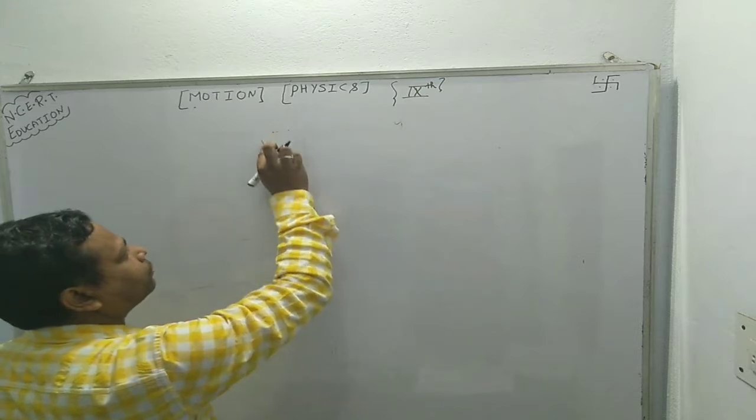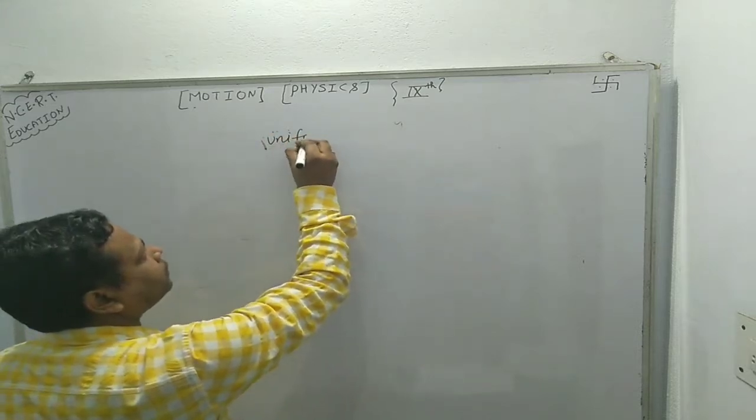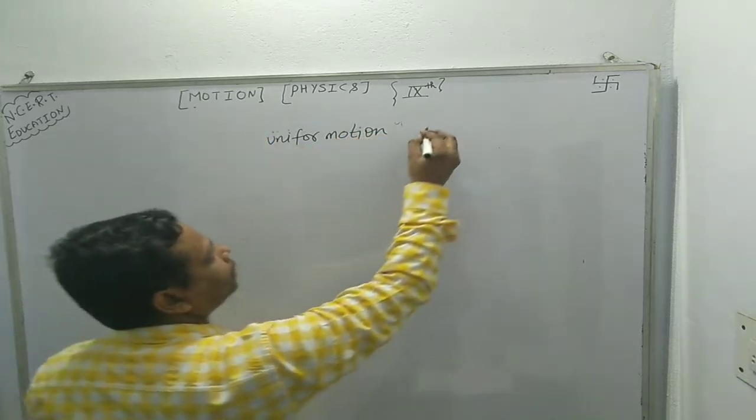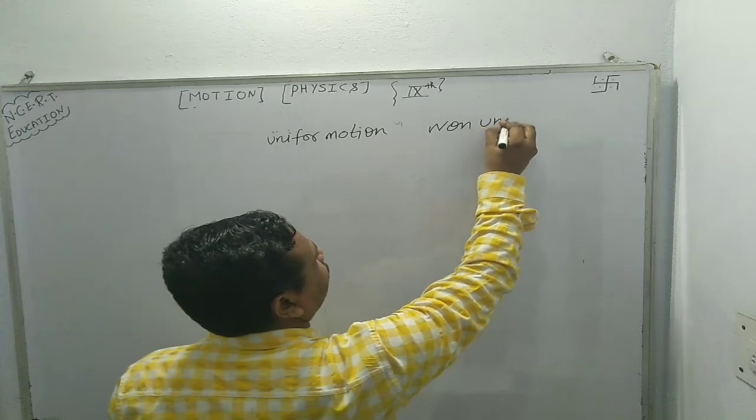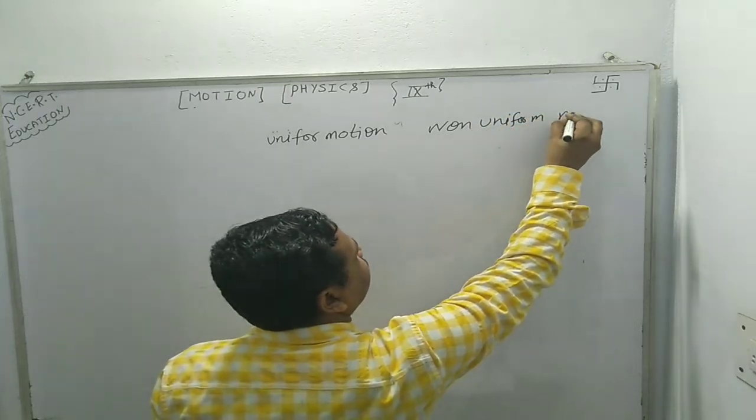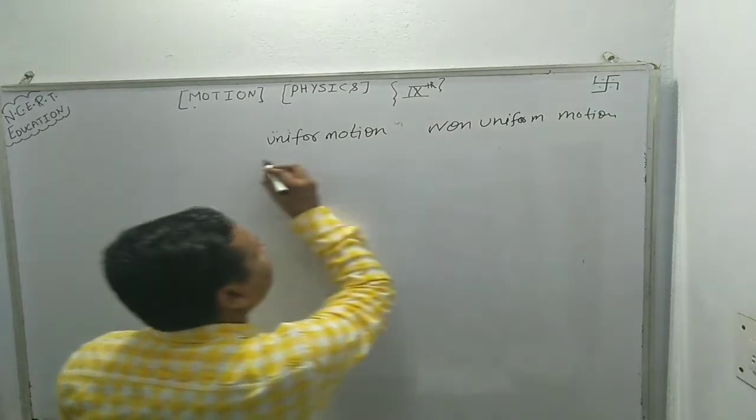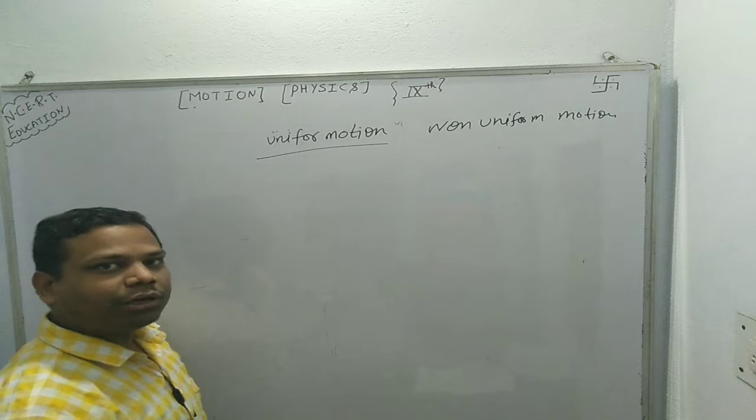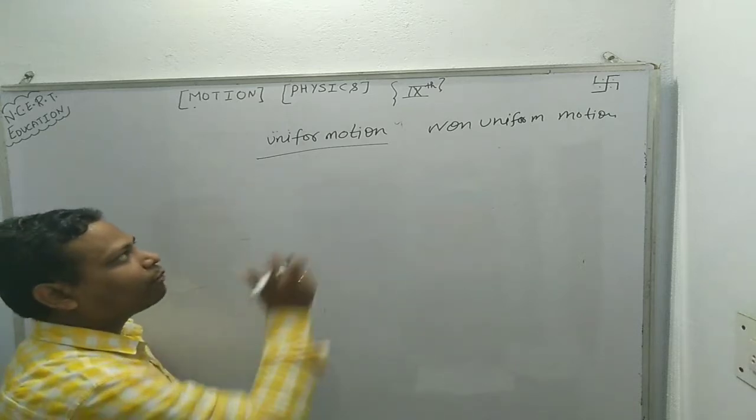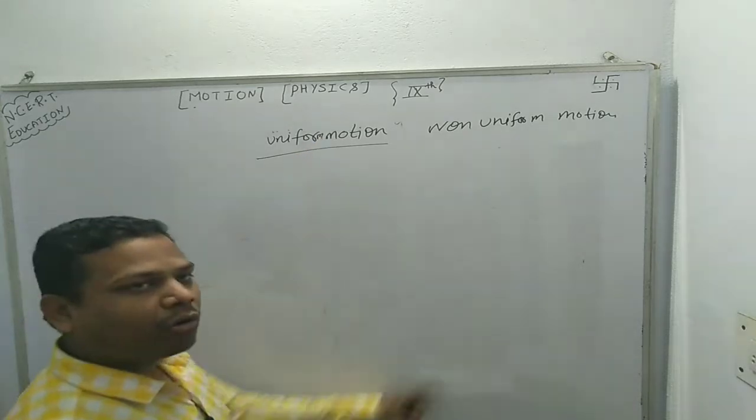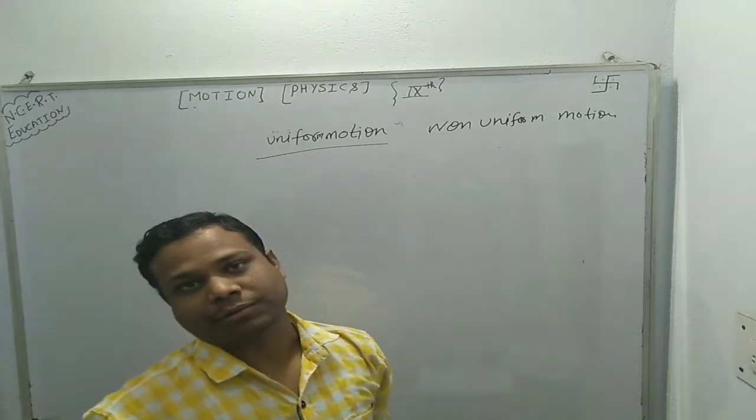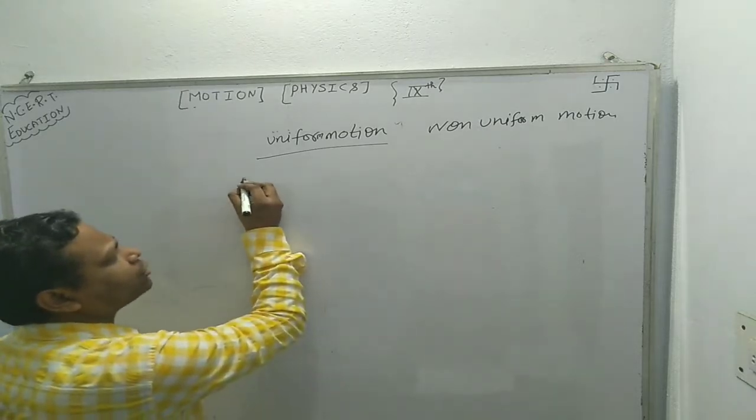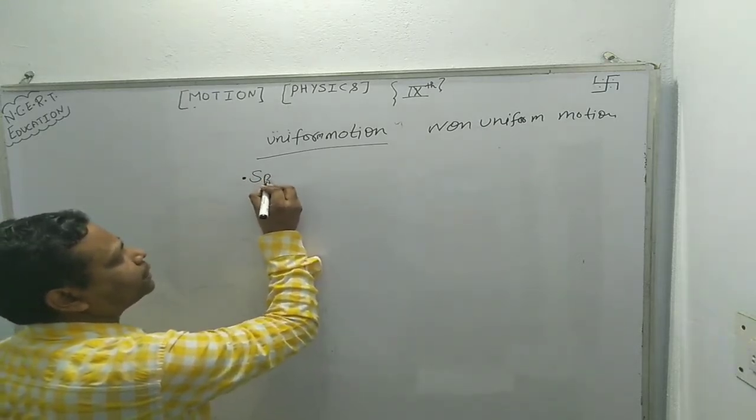Listen, if a moving object covers equal distance in equal intervals of time, then it is said to be uniform motion, and if an object covers unequal distance in unequal intervals of time, then it is said to be non-uniform motion. Listen students, in the next topic I will discuss speed.